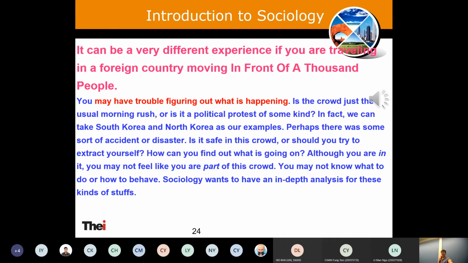Perhaps there was some sort of accident or disaster. Is it safe in this crowd, or should you try to get out? How can you find out what is going on? Although you are in it, you may not feel like you are part of this crowd. You may not know what to do or how to behave. Sociology wants to have an in-depth analysis of these kinds of things.